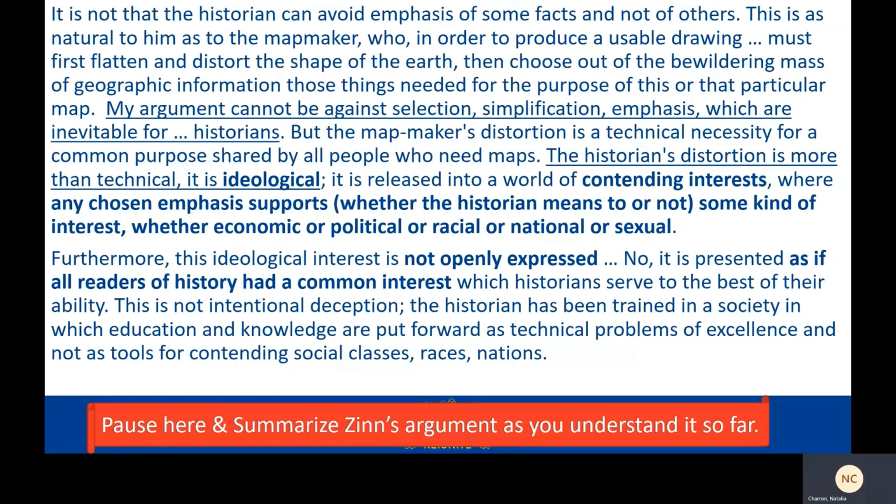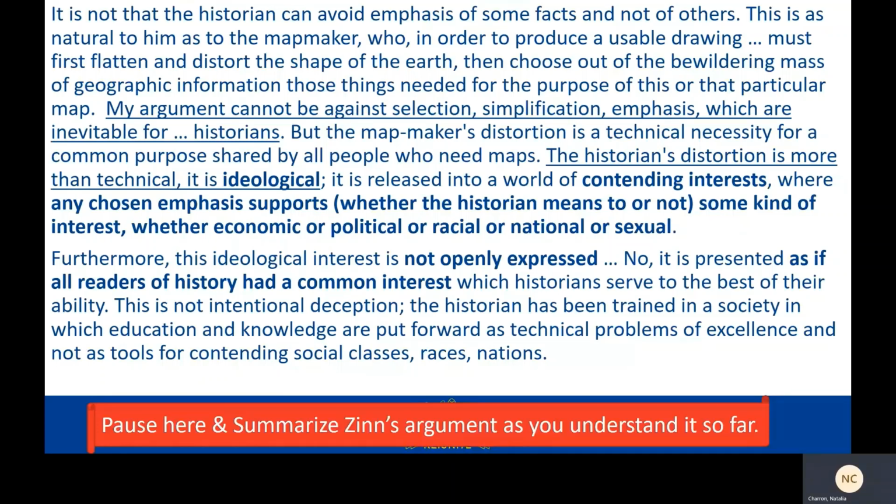The historian's distortion is more than technical. It is ideological. It is released into a world of contending interests, where any chosen emphasis supports, whether the historian means to or not, some kind of interest, whether economic or political or racial or national or sexual. Furthermore, this ideological interest is not openly expressed. No, it is presented as if all readers of history have a common interest, which historians serve to the best of their ability. This is not intentional deception. The historian has been trained in a society in which education and knowledge are put forward as technical problems of excellence and not as tools for contending social classes, races, or nations.